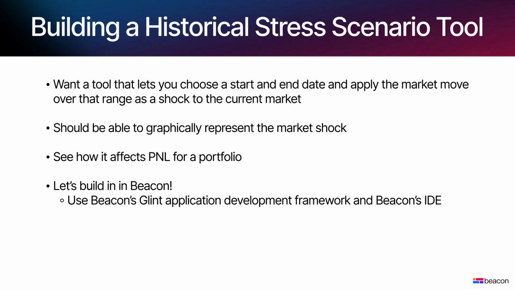But one of the great things about Beacon is how it lets developers build applications for their business, even if they aren't awesome at UI stuff. So Beacon has an application framework built into it called Glint that lets you define an application in Python code and then hit F9 and turn it into a proper production web application, all without having to know all the details about how web applications work. So let's flip over to Beacon's IDE, our integrated development environment, and see how you build this application in a couple hundred lines of code.